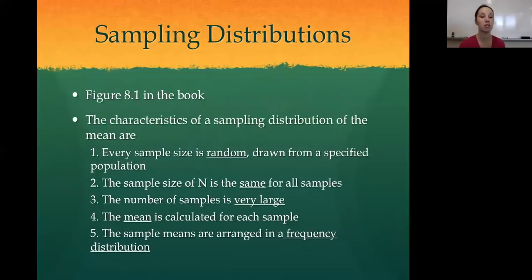So here are some characteristics of our sampling distribution. Every sample is random, drawn from a specified population. Every sample size is the same. The number of samples is large, and the reason that it's large is because when we have larger numbers, we can better generalize to the population. The mean is calculated from every sample, and then the sample means are arranged in a frequency distribution. So here are some different characteristics of sampling distributions. It's not super important for you all to know this for the test or anything. This is just kind of for your reference.